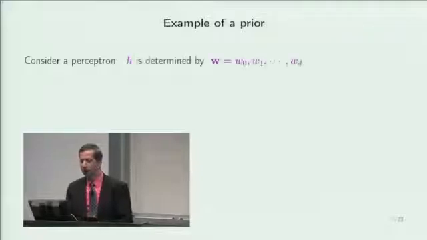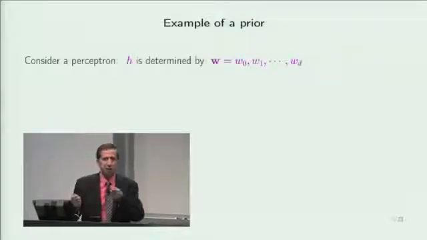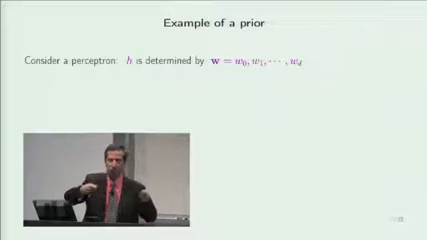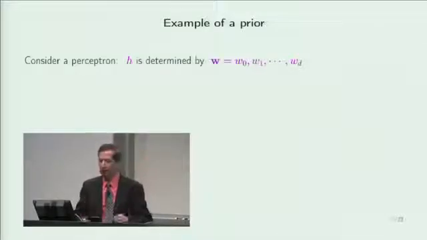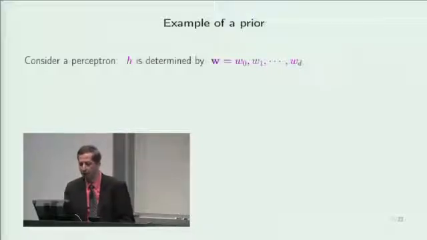So you have a perceptron. H is specified by the weights. Perceptron is a full function, but in reality, you just tell me what the parameters are, and I know what the function is because I know what the separating plane is. Okay. So here is a prior.